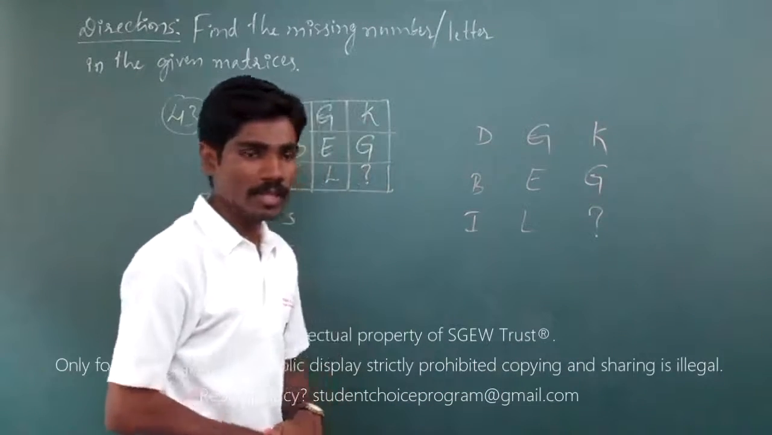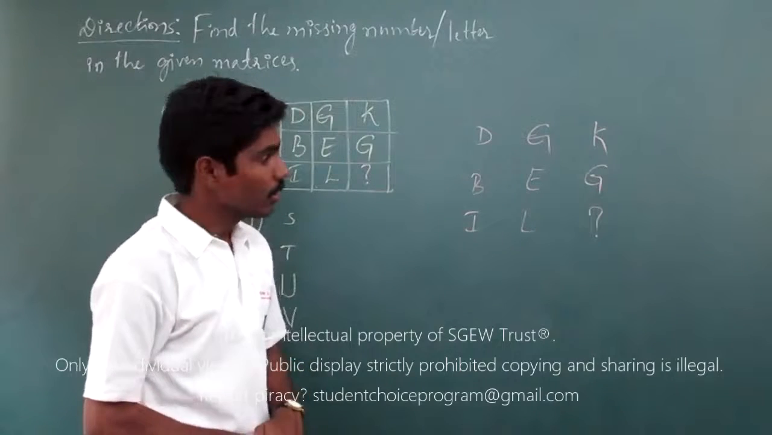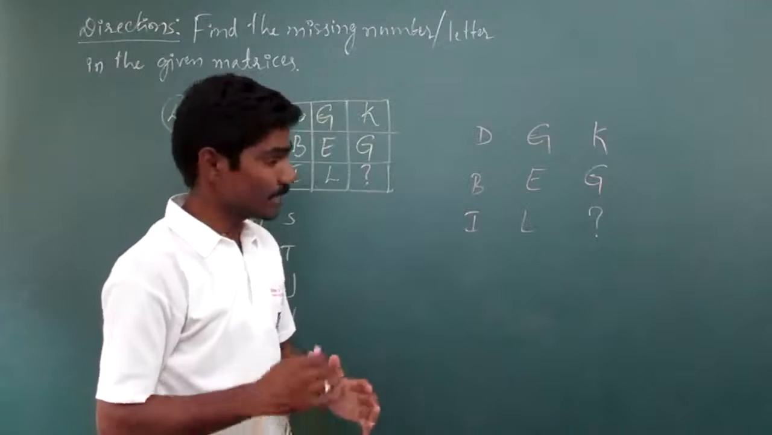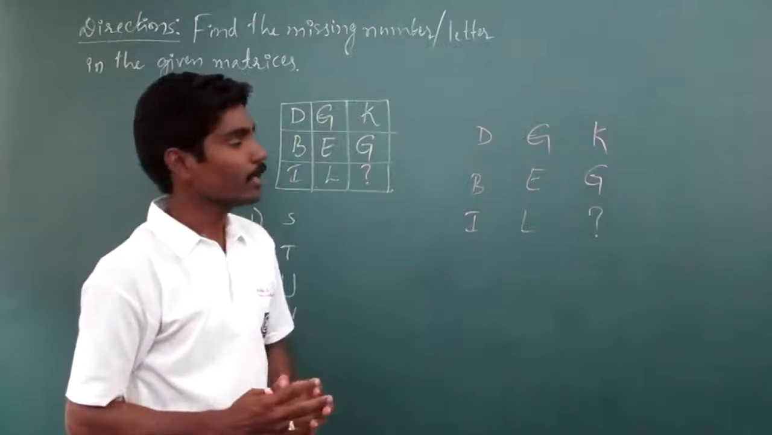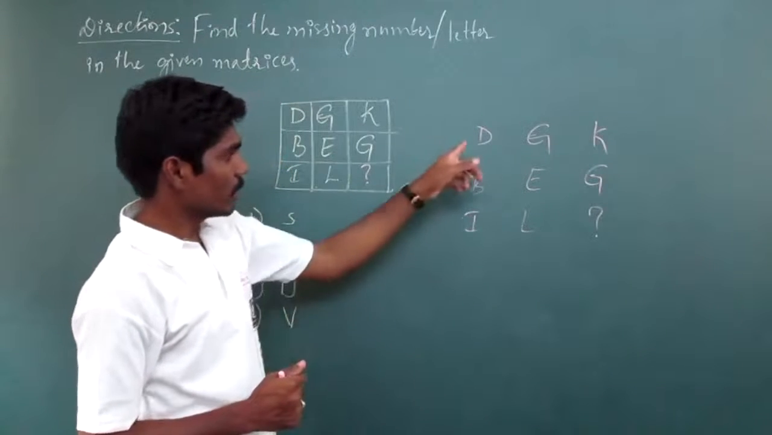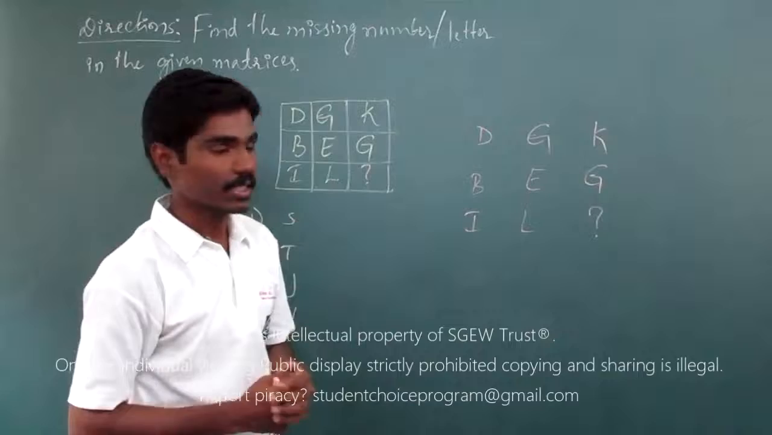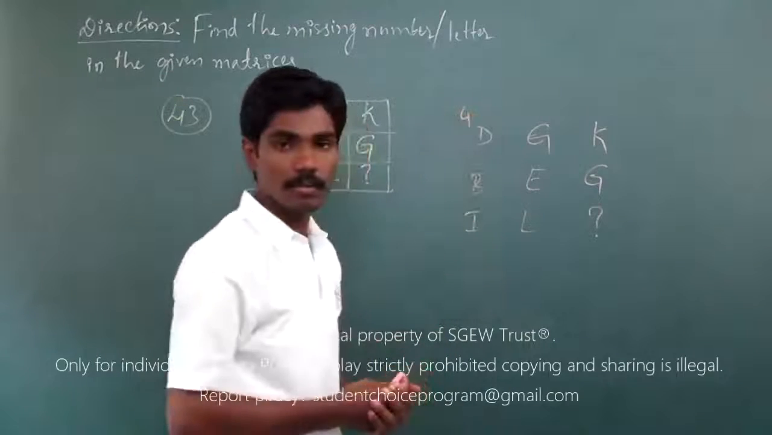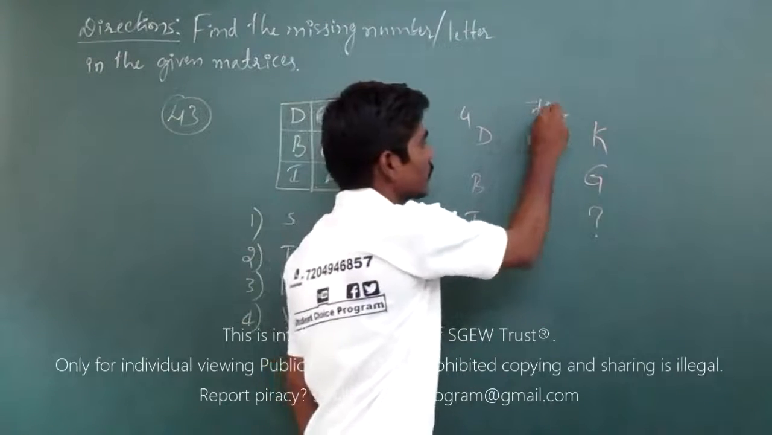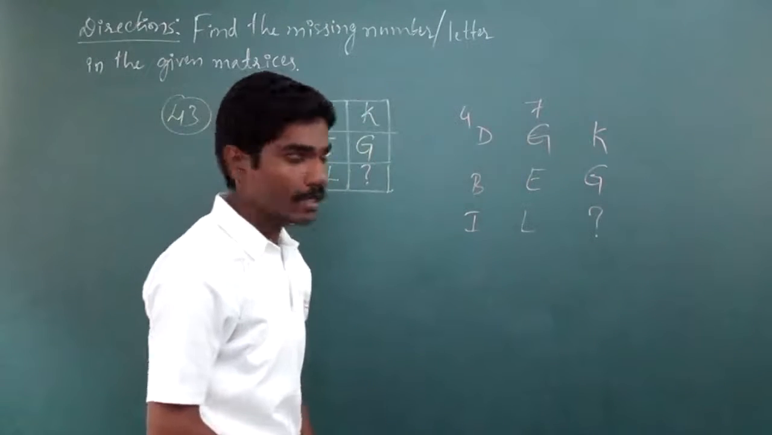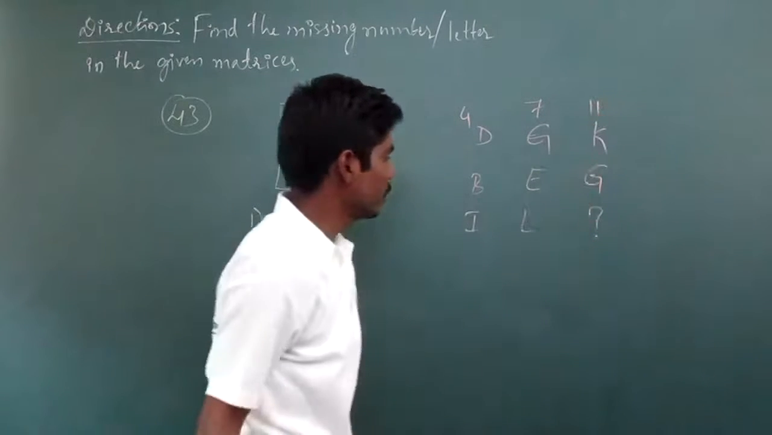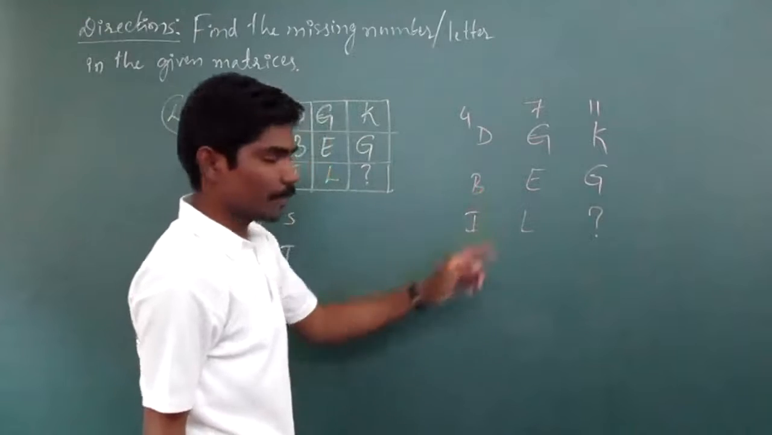Well friends, one thing you might have noticed, whenever we come across this kind of problem, it becomes easier to solve if we remember the positions of the letters. Now what is the position of the letter D? Yes, of course it is 4. The position of the letter G is 7. The position of the letter K is 11.